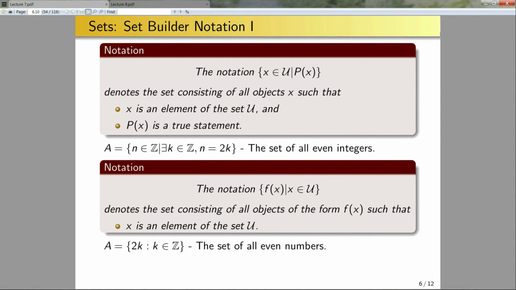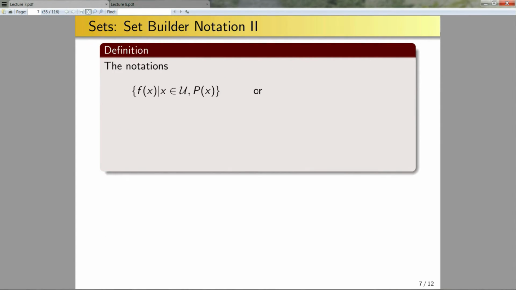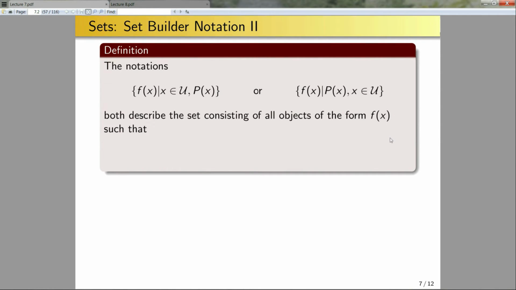Now let's introduce one more type of set builder notation. The notations of this form, or equivalently of this form where I just swap the set and the proposition, both describe the set containing all objects of the form f of x such that two things are true: one, x is an element of U, and two, P of x is a true statement. Personally, I would prefer you to use this notation over the other form, but it doesn't technically matter which one you use.